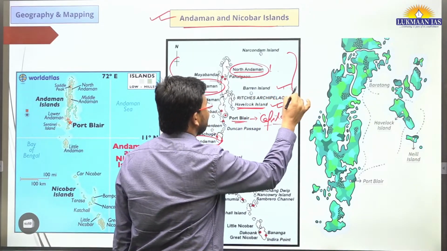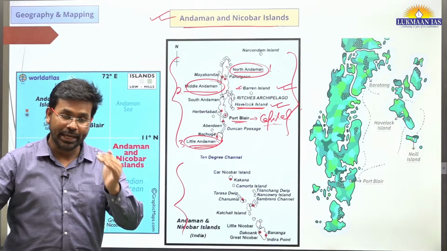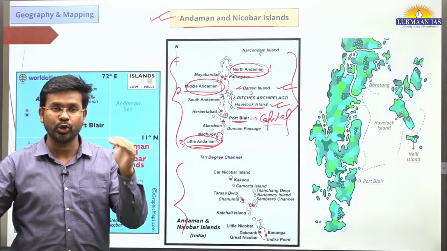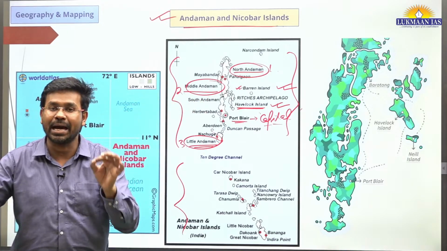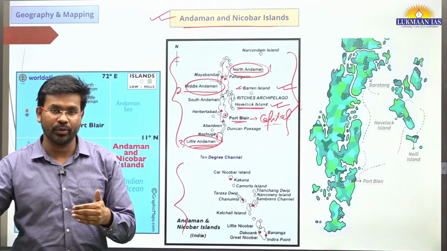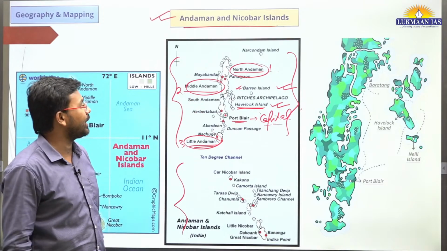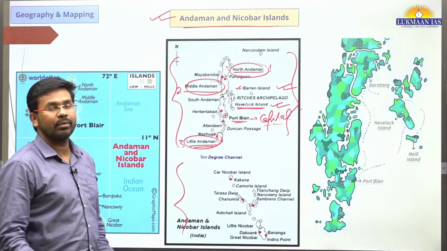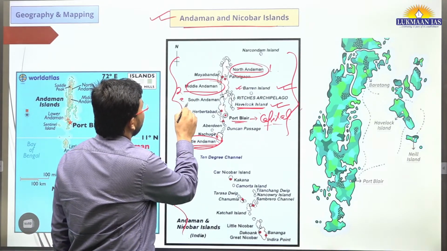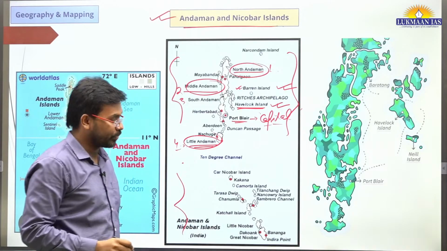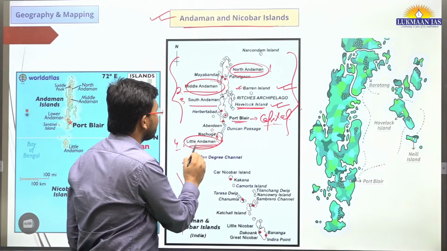Barren Island has active volcanoes in India. Volcanoes are categorized as active volcanoes, dormant volcanoes, and extinct volcanoes. So Barren Island is considered to be an active volcano. There are different definitions and classifications of islands. If we talk about the Andaman group of islands: North Andaman, Middle Andaman, South Andaman and Little Andaman.